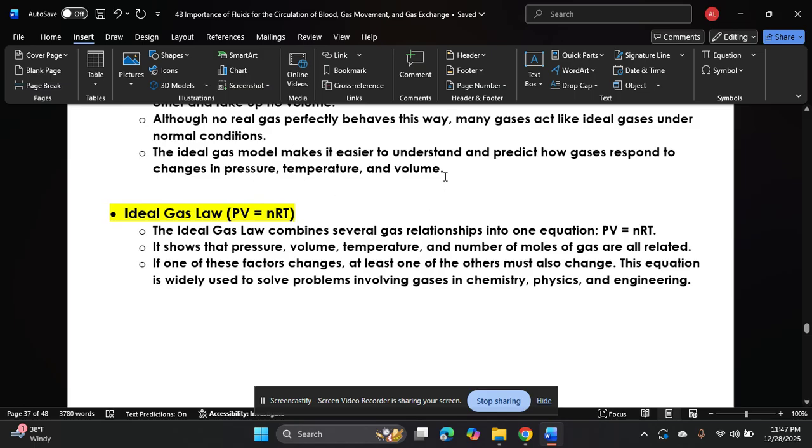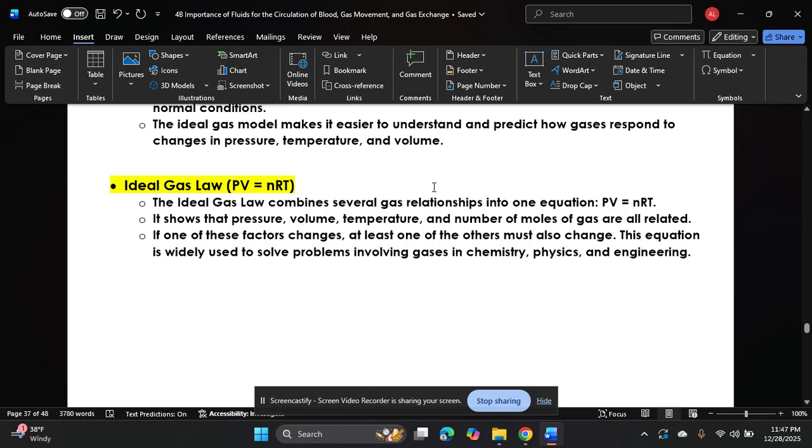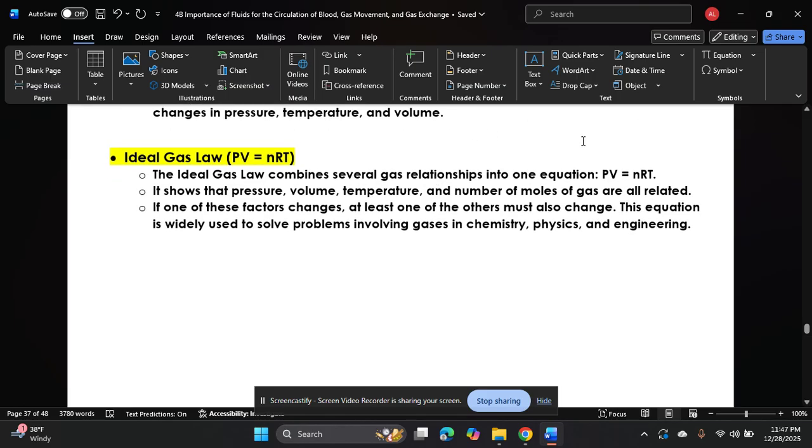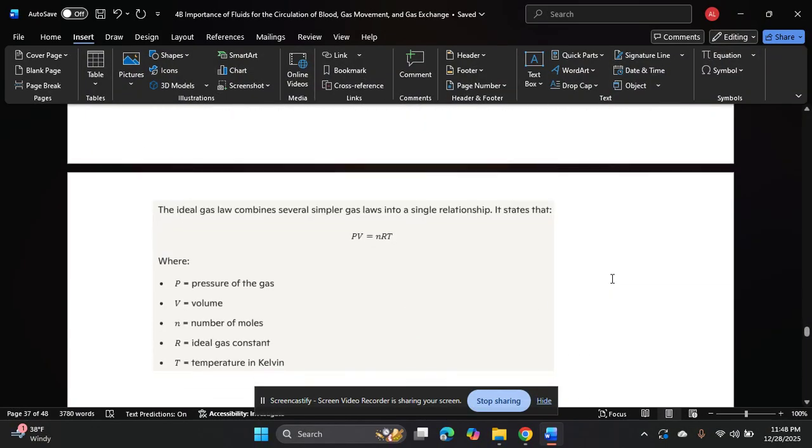Ideal gas law: PV equals nRT. The ideal gas law combines several gas relationships into one equation. PV equals nRT. It shows that pressure, volume, temp, and number of moles of gas are all related. If one of these factors changes, at least one of the others must also change. The equation is widely used to solve problems involving gases in chemistry, physics, and engineering.